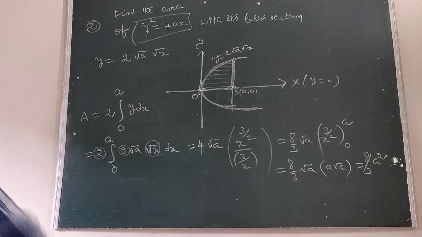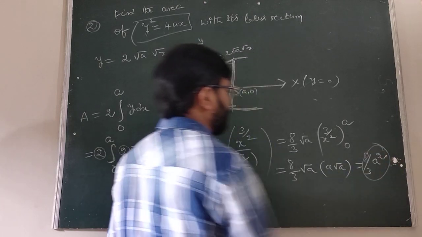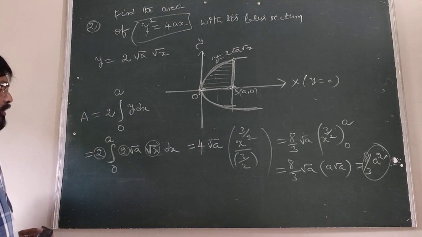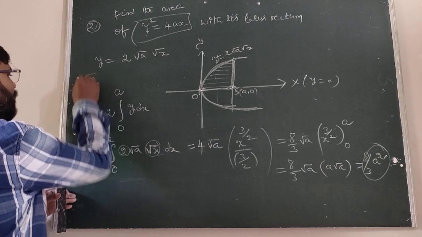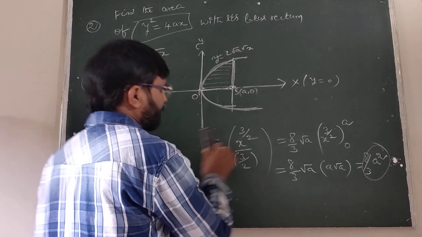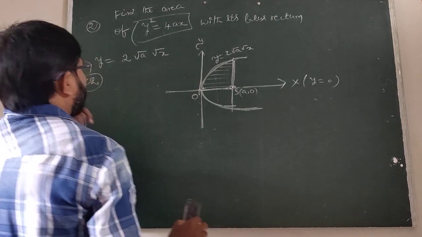Okay. Now one more method is there. This we got, just remember it. So this is 8 by 3 a square units. What is the another method? Suppose we take the another method, all of you listen here. What is the another method? The another method is, so why will we take this one?